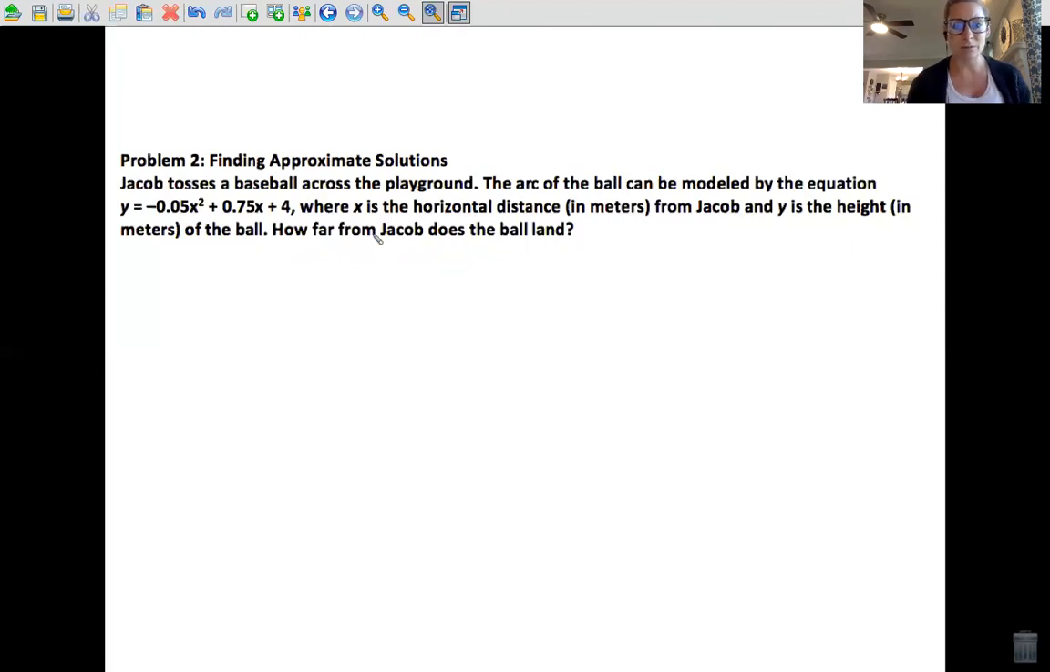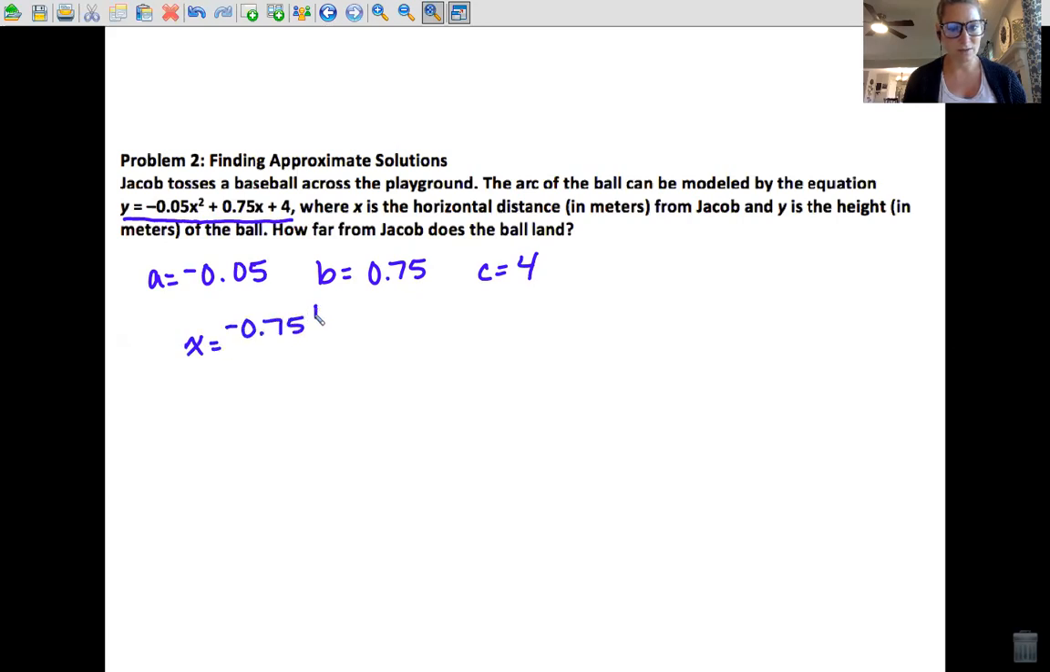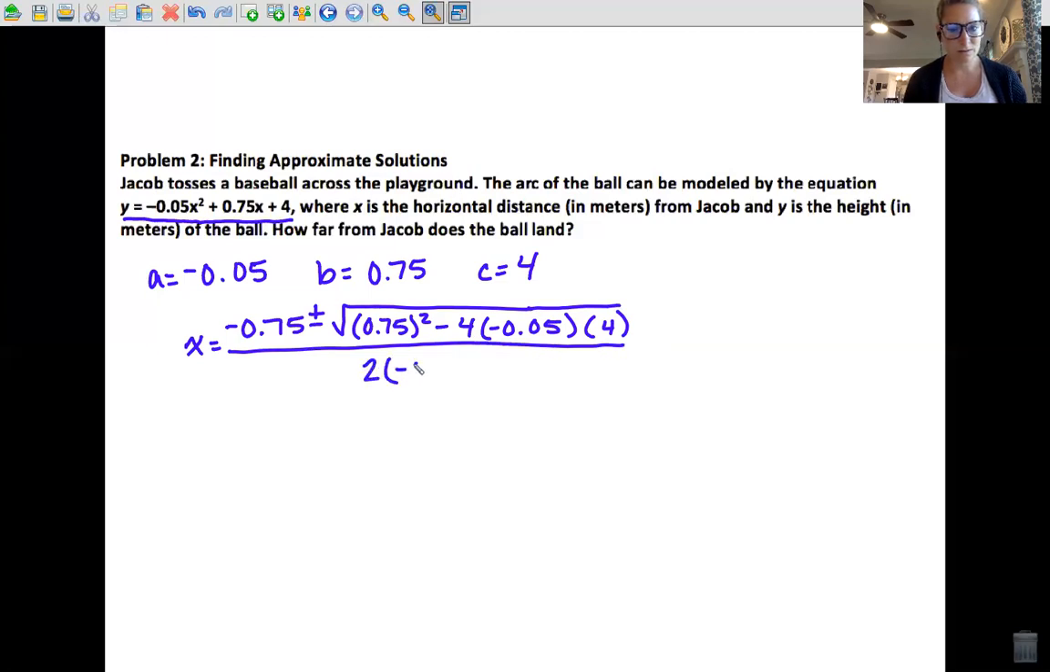So the arc of the ball can be modeled by the equation y equals negative 0.05x squared plus 0.75x plus 4, where x is the horizontal distance from Jacob and y is the height in meters of the ball. So it says how far from Jacob does the ball land. So I'm going to pull out my a value, which is negative 0.05. My b value is 0.75. And my c value is 4. So x equals opposite of b, so negative 0.75, plus or minus the square root of b squared minus 4 times a times c, all over 2a.